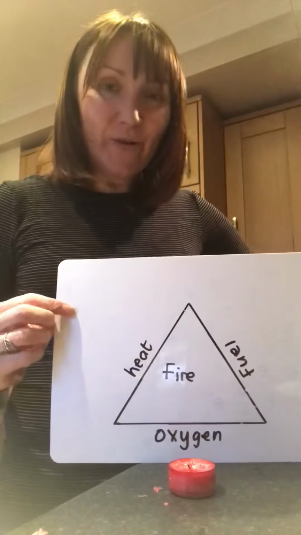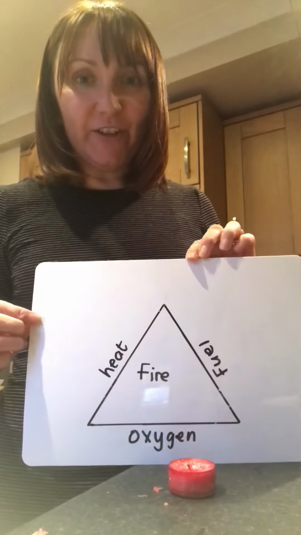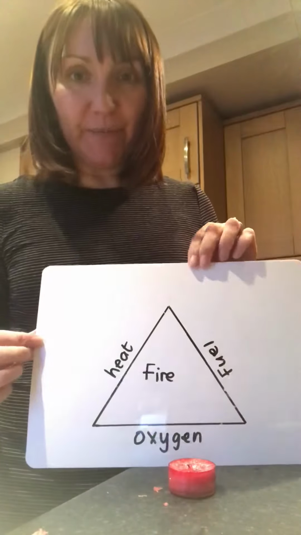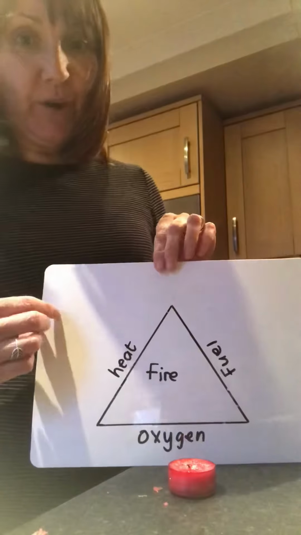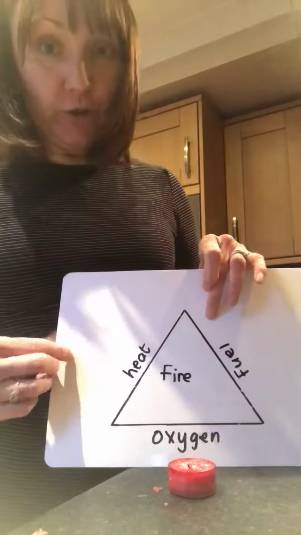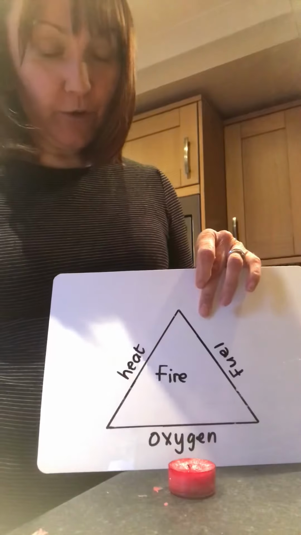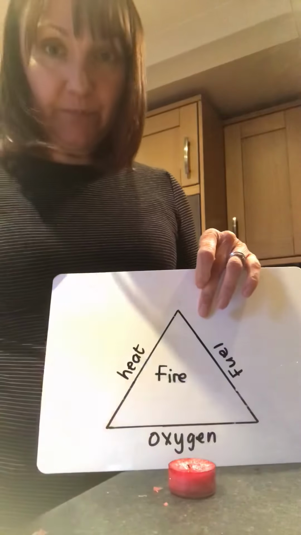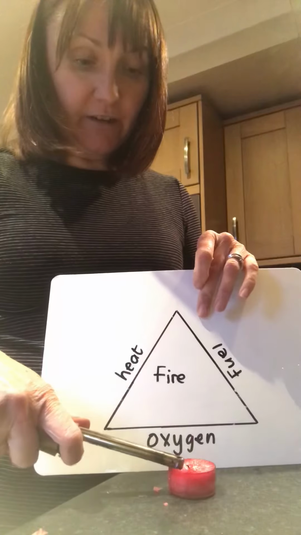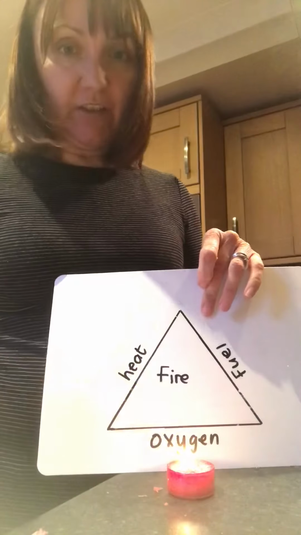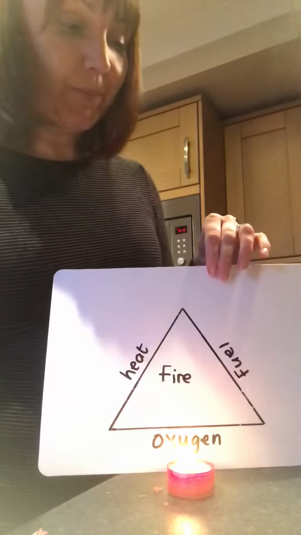Hello. Okay, so I am going to talk about the fire triangle for my kitchen chemistry. For fire to be able to burn, we basically need fuel. So I've got a candle here to be my fuel. We need heat. So I've got a spark from a lighter. And then we've got oxygen in the air. So we've got fire. Perfect.